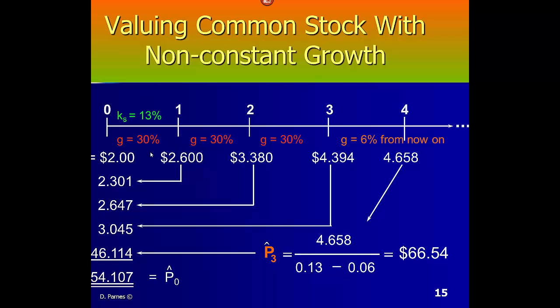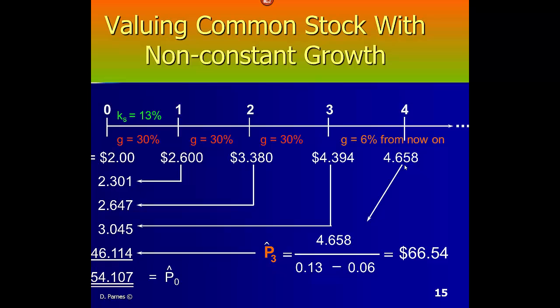So D1, $2.60, is equal to D0 times 1.3. D2, $3.38, is equal to D1, $2.60, times 1 plus the growth rate, 1.3. D3, $4.394, is equal to D2, $3.38, times 1.3. After that, we're switching to a different growth rate of 6%, and therefore D4, which is $4.658, is equal to D3, $4.394, times 1.06. And that's about it.